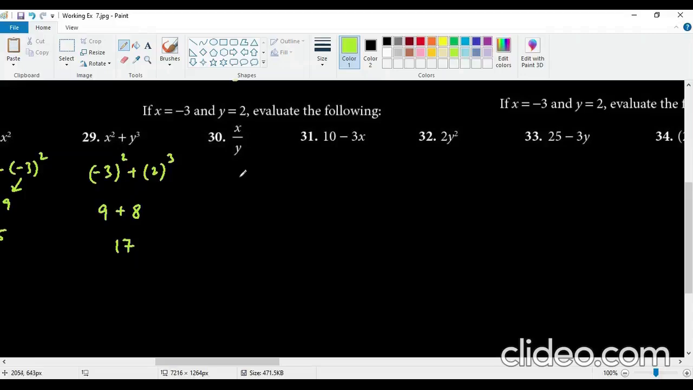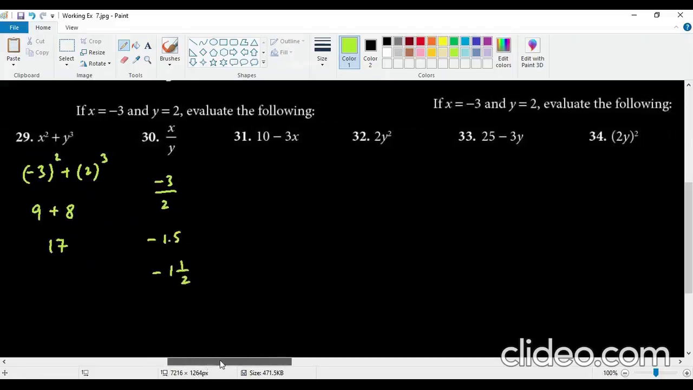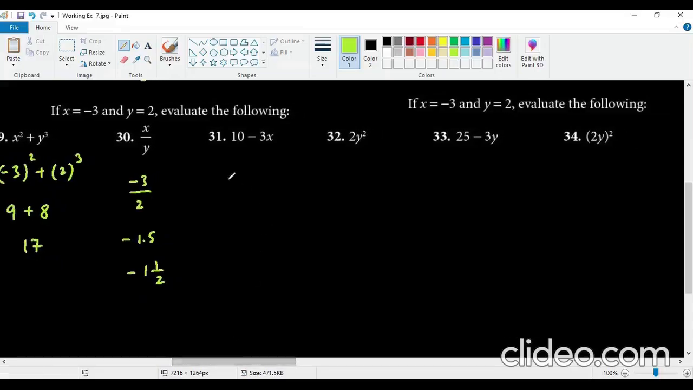Now it's an operation of division. Negative 3 is divided by 2. So it's going to give you negative 1.5, or you can write negative 1 whole 1 over 2. Both are the same. Next comes 31. In here, 10 minus 3 times the x value, which is negative 3. So 10 minus, it's a positive 9. So 10 plus 9 is going to give you 19 as an answer.